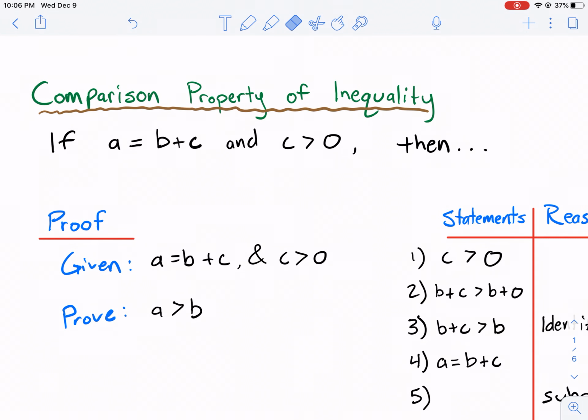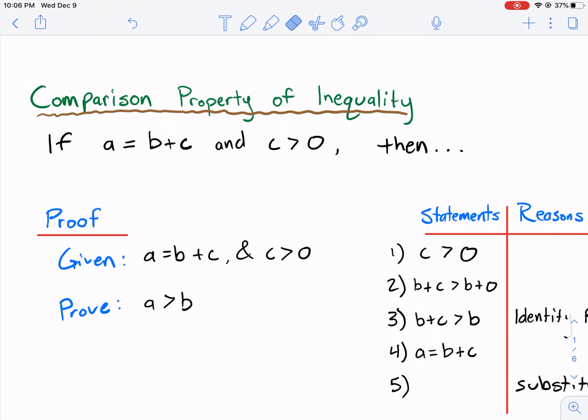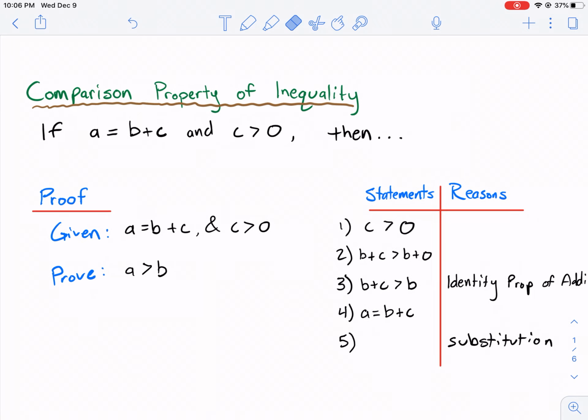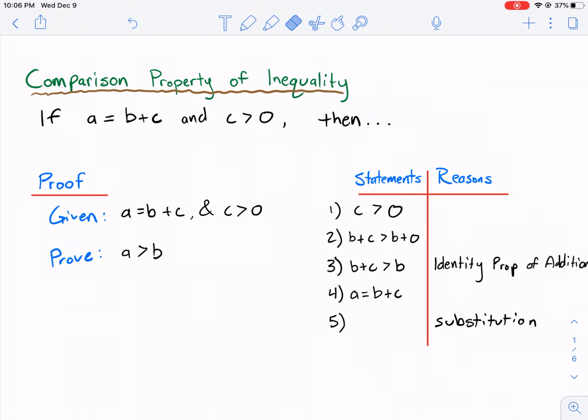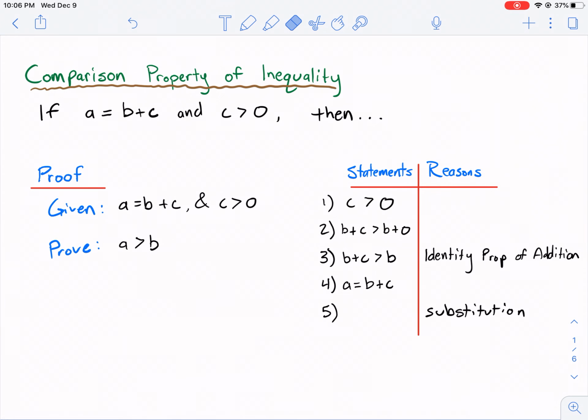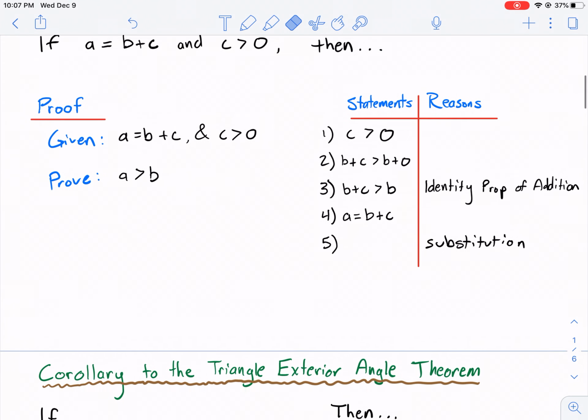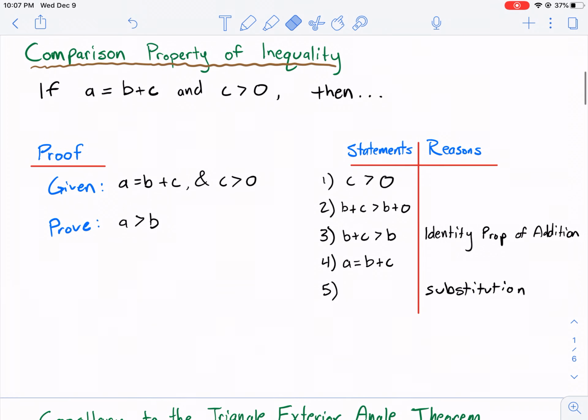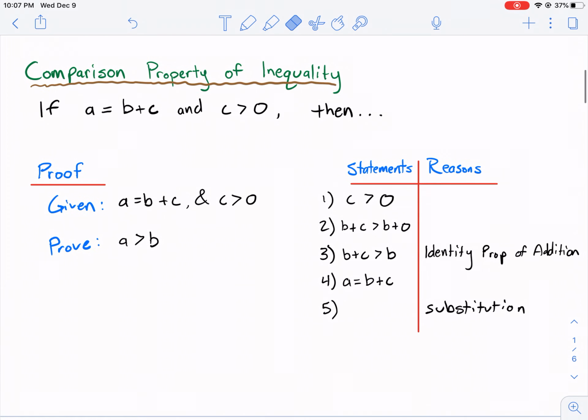Comparison property of inequality. If A is equal to B plus C and C is greater than 0, then, okay, so what does this mean? Well, I'm going to be honest. This proof is a long way of saying that a bigger number is bigger than a smaller number. So let's go ahead and get right into it. Here we have C is greater than 0.